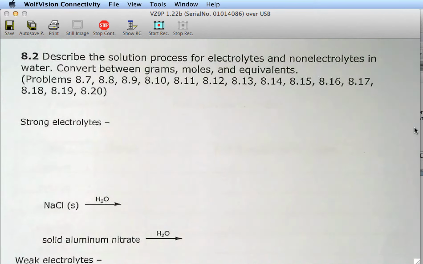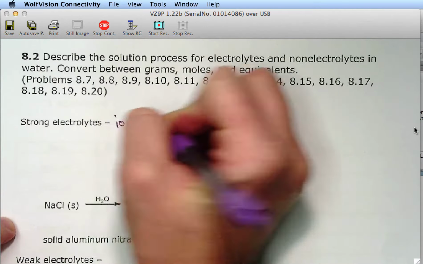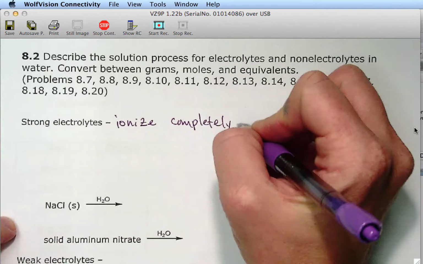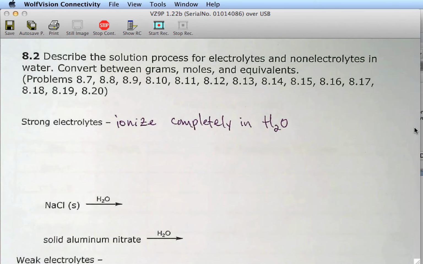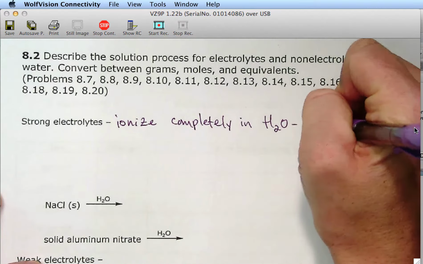So strong electrolytes, they ionize completely in water. Strong electrolytes ionize completely in water. They're always ionic.